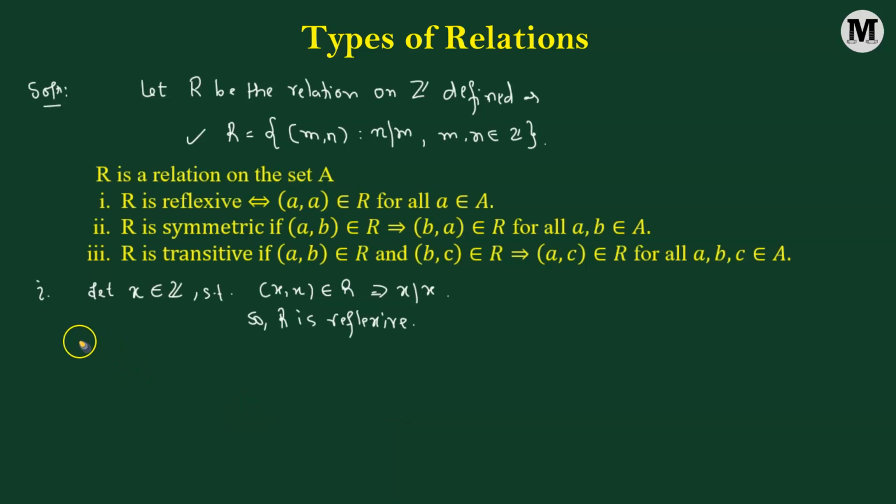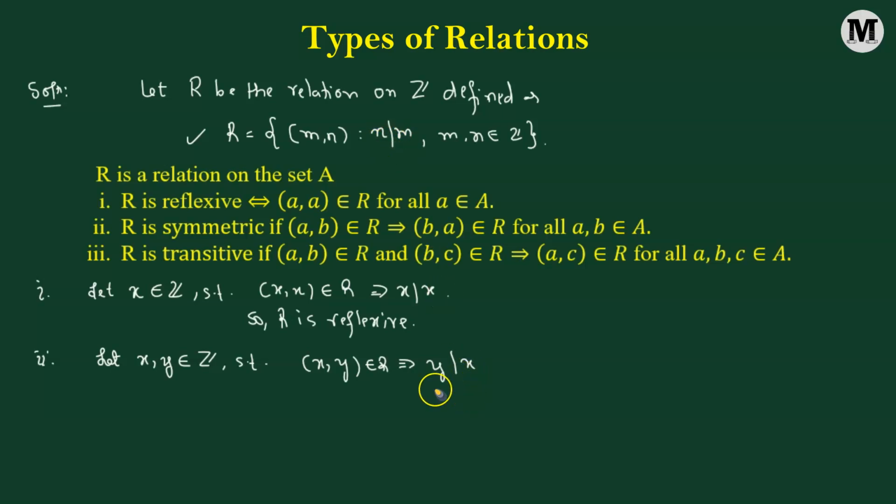Let's go to the second one and check whether it is symmetric or not. Now to check for symmetry, we'll have to consider two elements. Let's say x and y are those two elements. These are two arbitrary elements that belong to the set of integers, such that the ordered pair (x, y) belonging to the relation R means that y divides x. Then y must divide x. We're using the definition here.